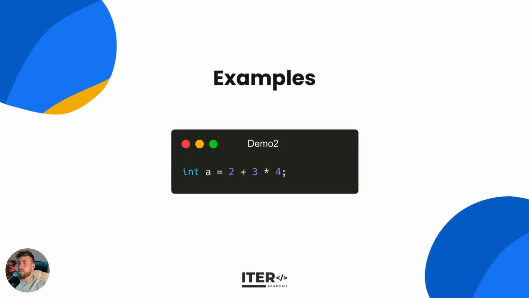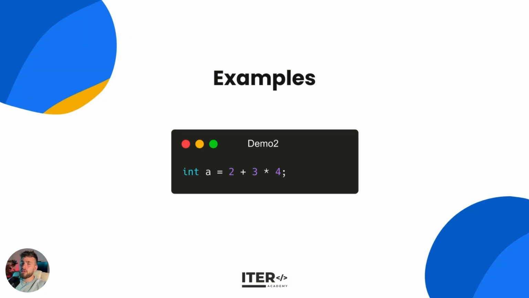So let's dive deeper into how operator precedence affects the outcome of an expression. Operator precedence refers to the order in which operations are performed in an expression. It is important to understand operator precedence because it can greatly affect the outcome of an expression. So let's take a look at an example.